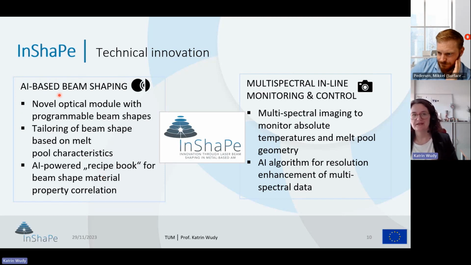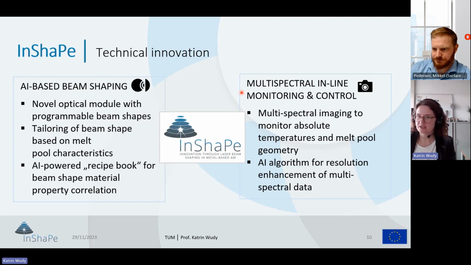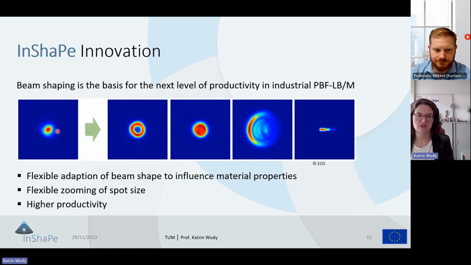If you change the energy input in space, you need to measure what is the result during processing, and therefore we are using multispectral imaging to evaluate the absolute temperatures during processing. This is something we will not focus on today. We are quite far there. We can measure temperatures, and now we are going on in this direction to a control system during processing. But the focus of today should be the beam shaping module and the possibilities there.